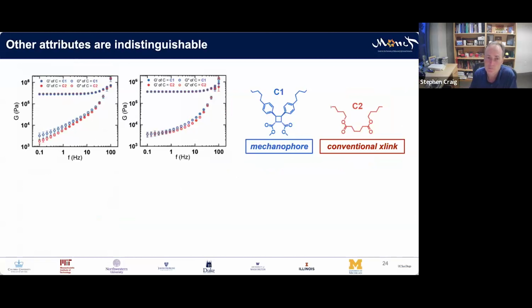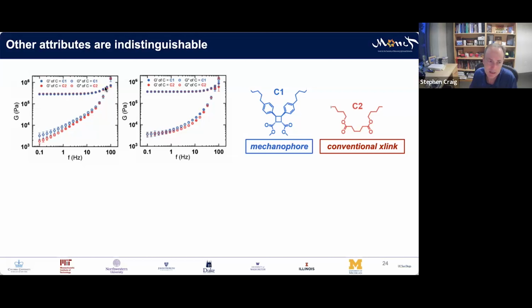Just like to point out that these huge differences in tearing energy that we observe are the only time that we so far have been able to see any meaningful difference in these networks.